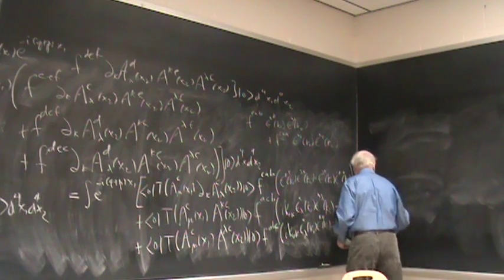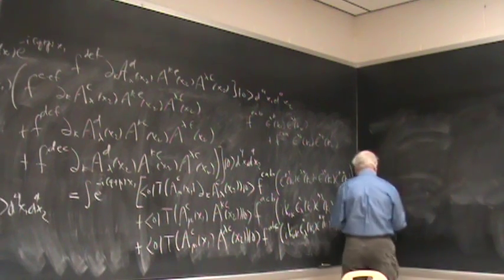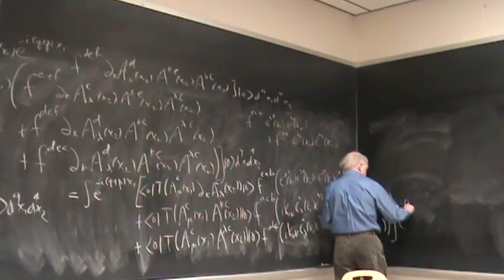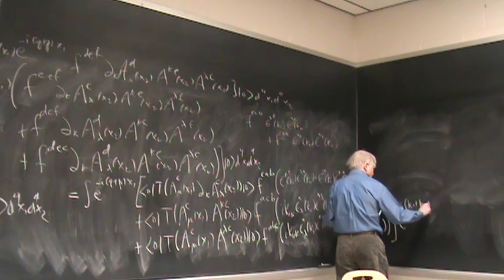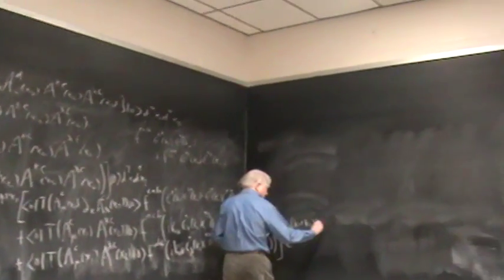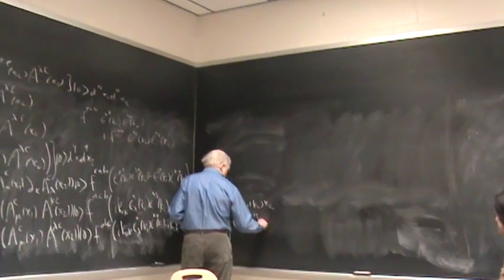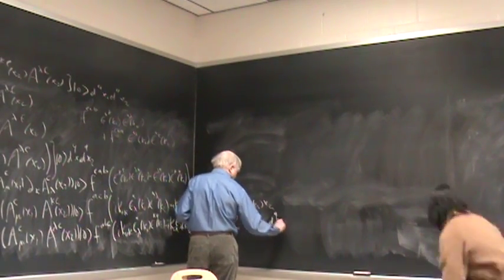And close this bracket, end of time ordering, e to the i(k1 plus k2)x. I have here x1, but that's wrong, it should be x2, d^4x1 d^4x2.